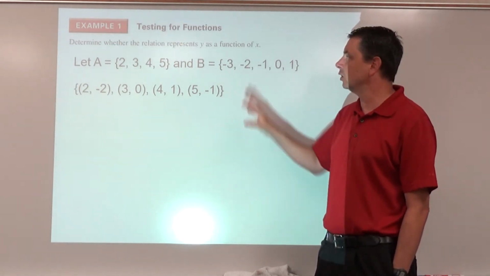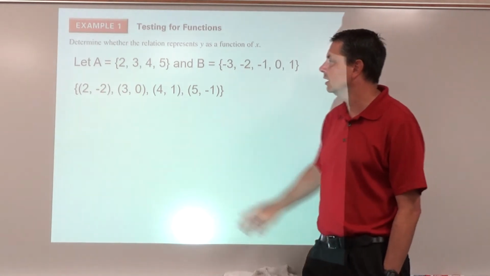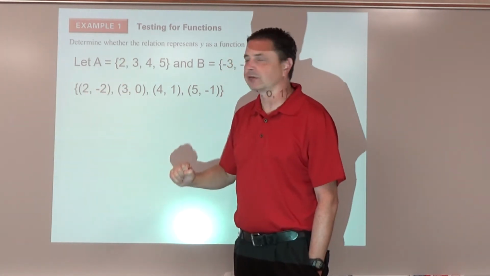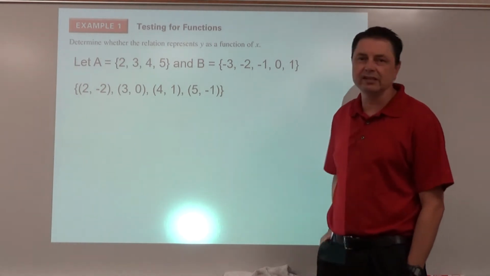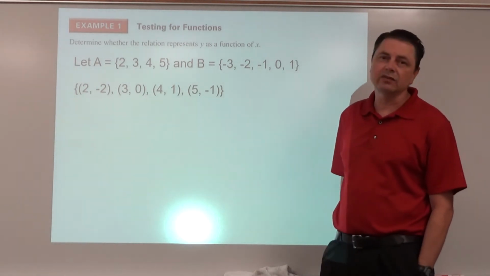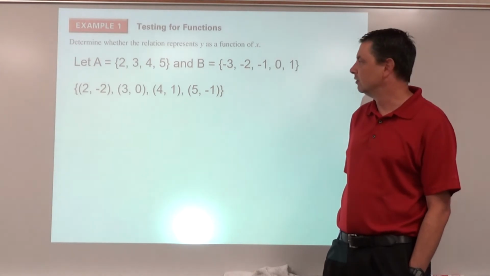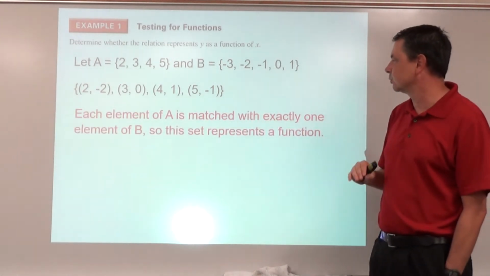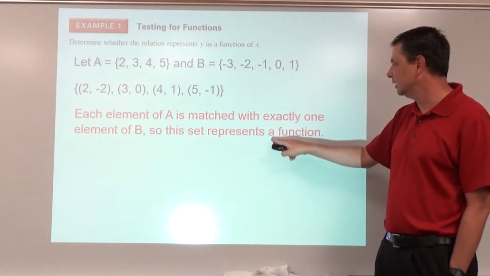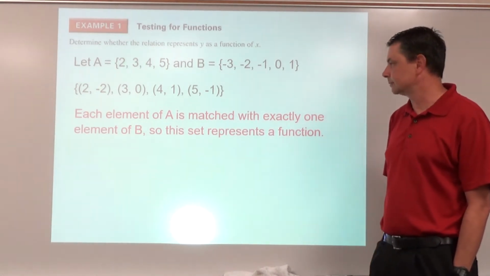As long as we don't, we should be fine, and it should be a function. So 2 is assigned one output, 3 is assigned one output, 4 is assigned one output, 5 is assigned one output. And that satisfies the definition of a function. So each element of A is matched with exactly one element of B. It is a function.